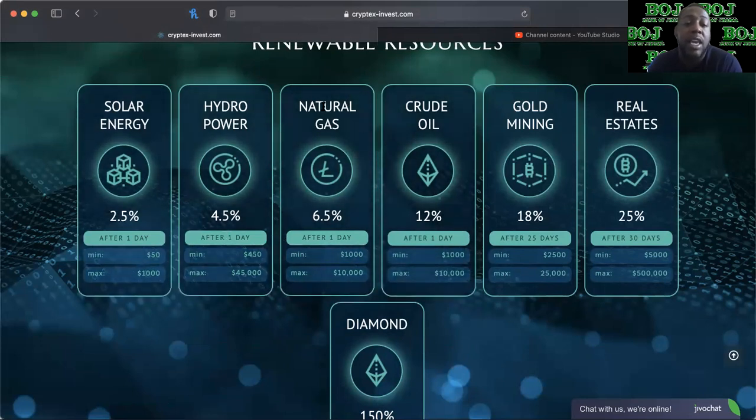Guys, these first four plans, you can only do them three times. I repeat, any of them. You do solar, then natural, then crude, that's three. You do crude, natural, then hydro, that's three. You do solar, then hydro, that's three, okay? I want to make sure you guys are very clear on that.